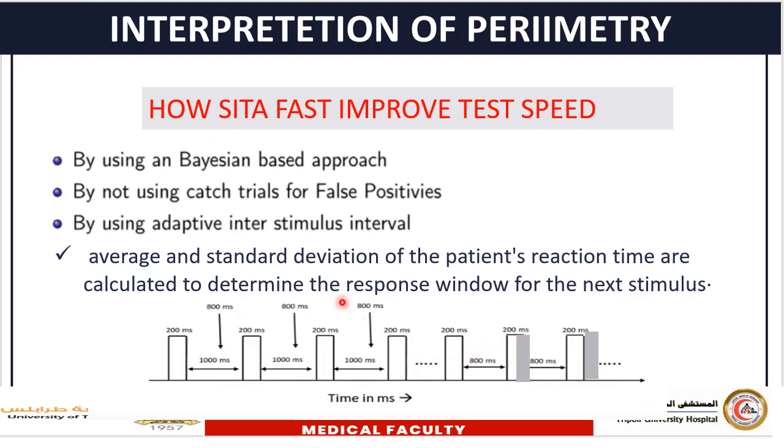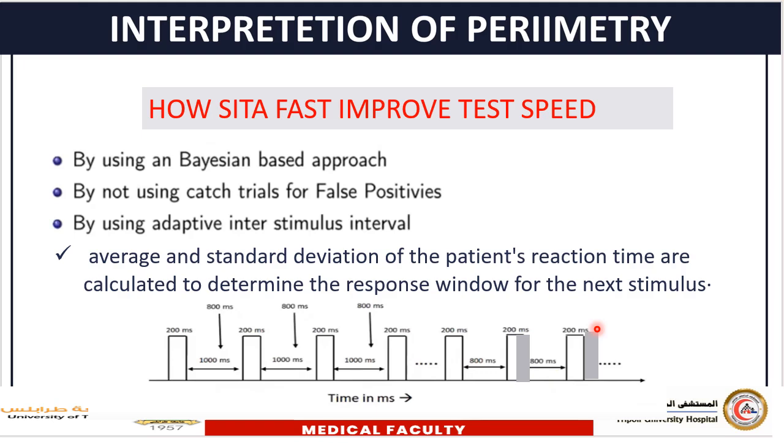Now, in the new strategies that are emerging after SITA Standard, that is SITA Fast and SITA Faster, especially in SITA Faster, it is shorter in time because it eliminates even the false negative and the blind spot catch trials. It eliminates the false negative catch trials, and it depends only on the fixation of the eye via gaze tracking. So there are no more tests for the blind spots to determine the fixation, and it depends on the gaze tracking. In this way, the time is shortened too much.